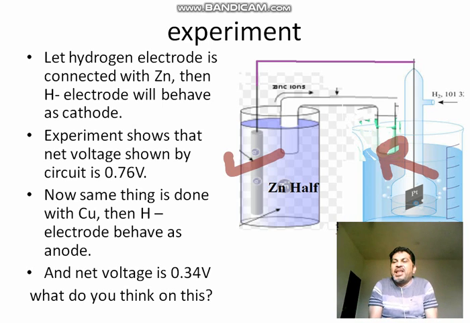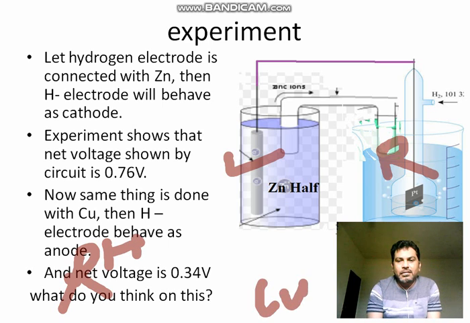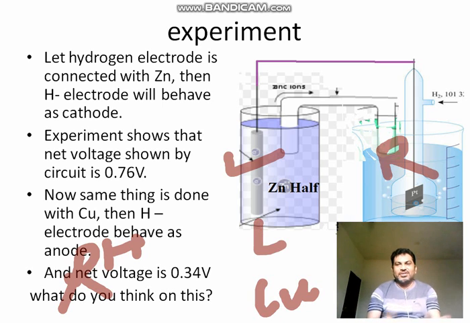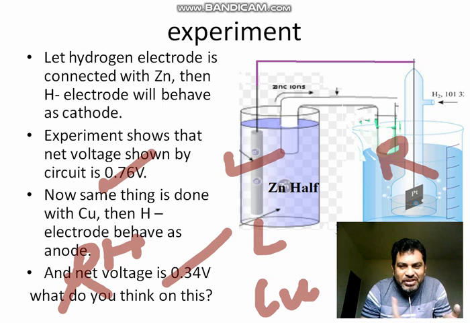But in the case of copper, the hydrogen cell will be on the right side and the copper cell will be on the left side. So that's why, whatever the answer will be, if one answer has a positive value, then the other answer should have a negative value. Do you understand? So that's why zinc has a negative value and copper has a positive value.